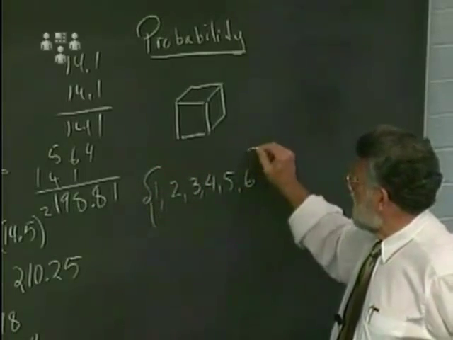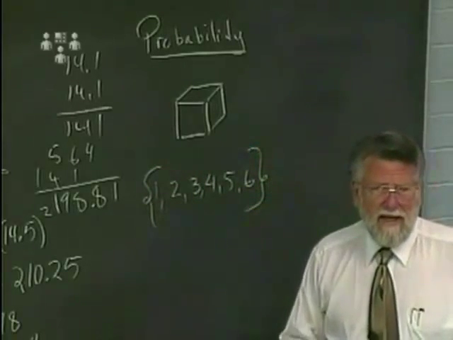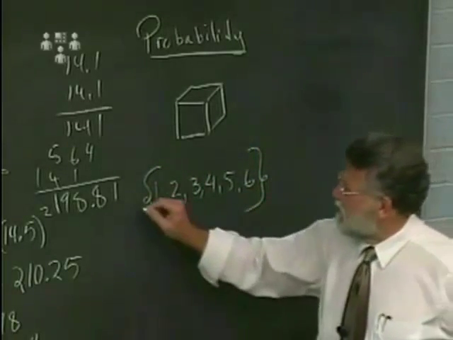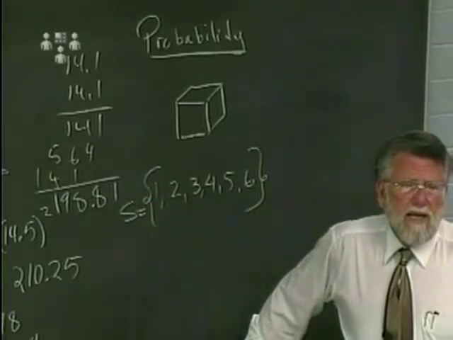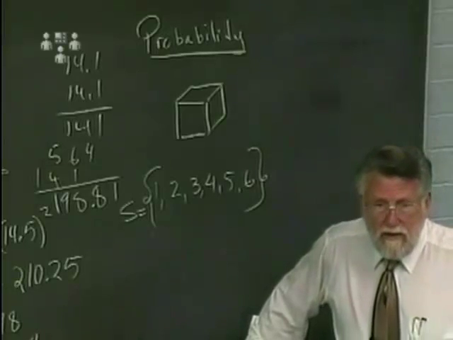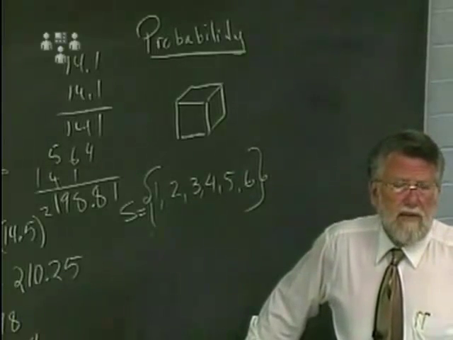So I put little parentheses around it and call it a set. And I'm going to call that S, typically, for the outcomes I can get. S for space. We call this the outcome space.